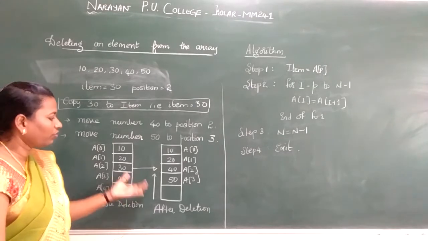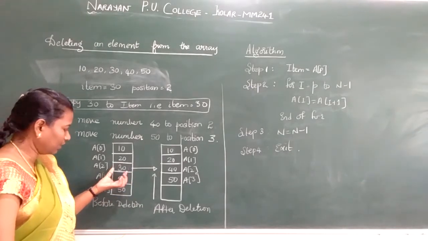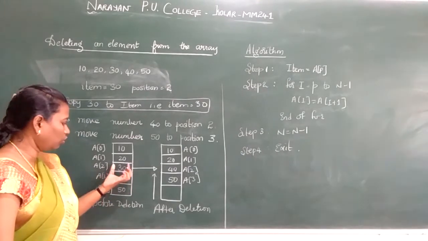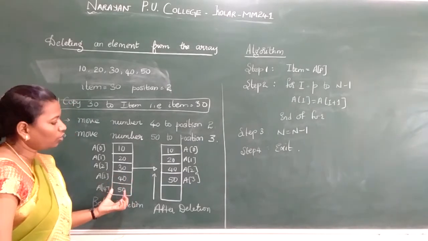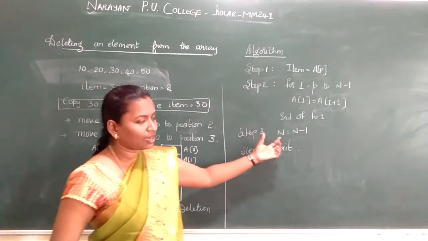Here what we'll do, we move it upward. Once you delete the item here, once you delete 30 at position 2, we move 40 to position 2 and we move 50 to position 3. So as a result of this, your n will become n minus 1.